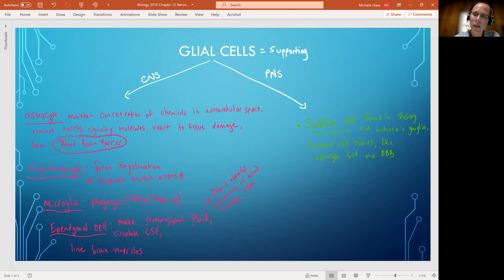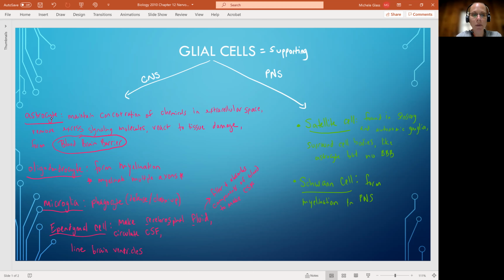And then the other type of cell here is the Schwann cell, and that is spelled with a capital S. This is after an individual. The Schwann cell is going to form the myelination in the peripheral nervous system. And all of the axons in the peripheral nervous system are myelinated.